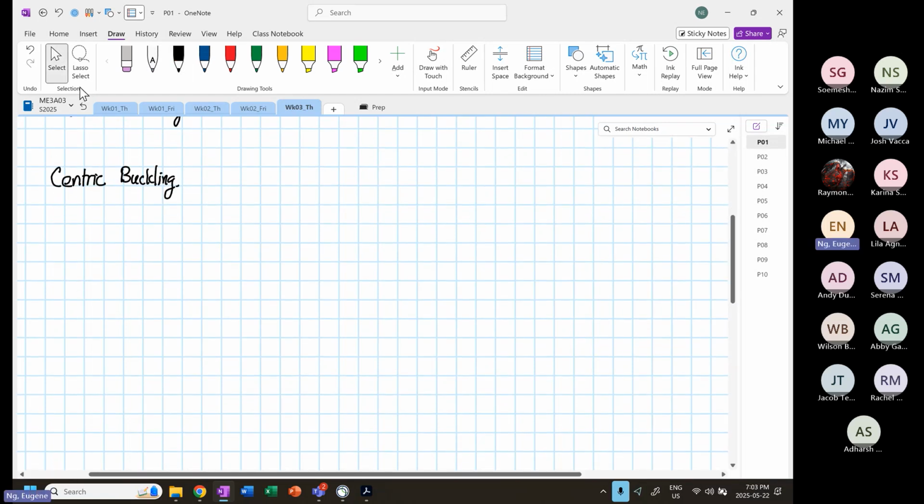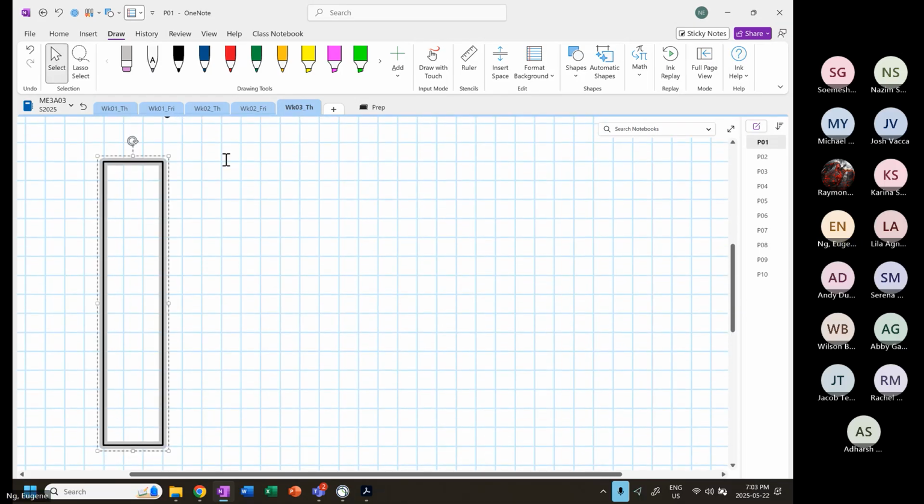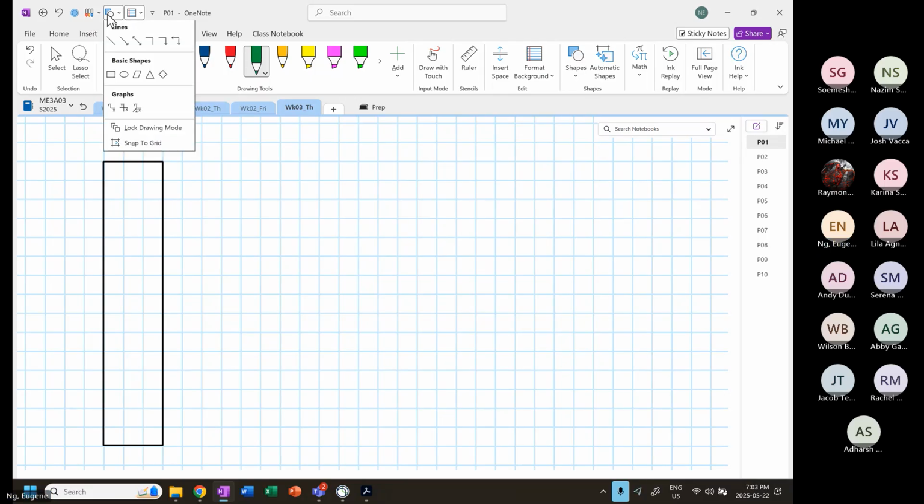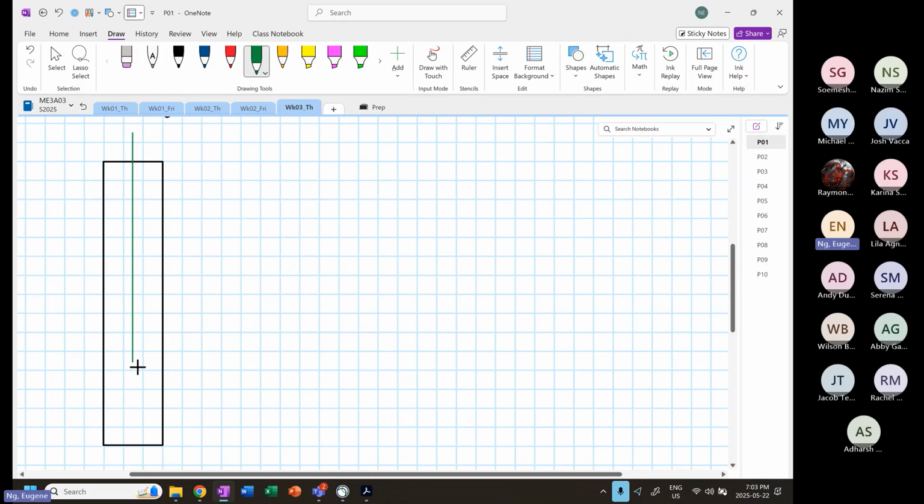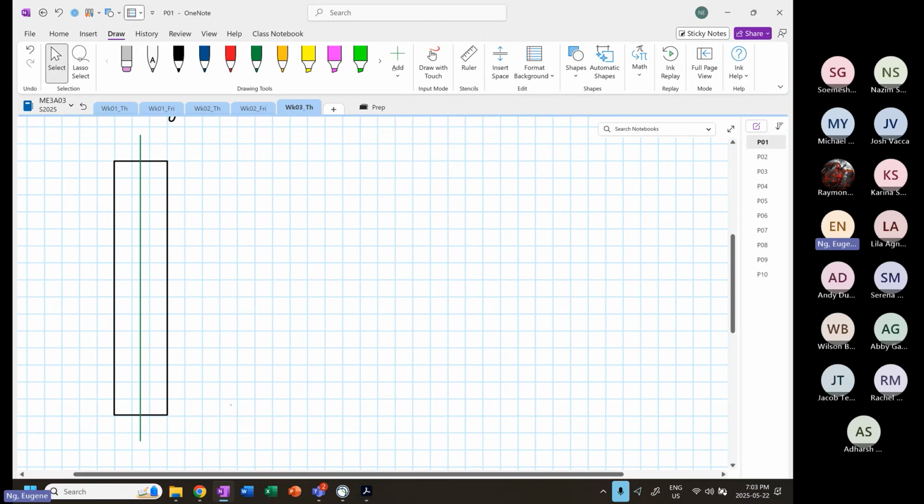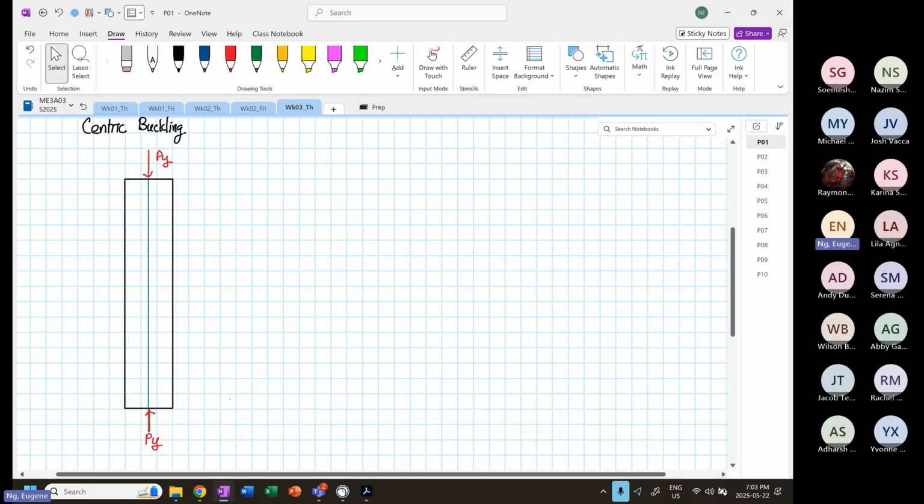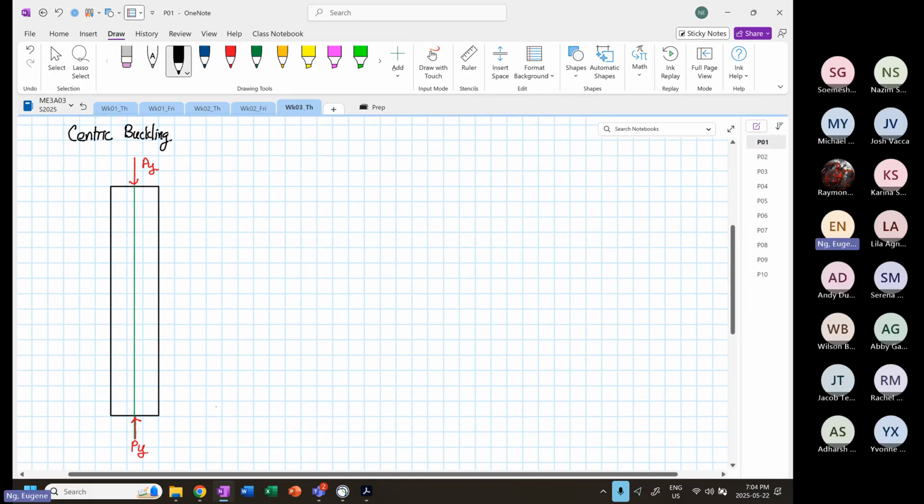So in centric buckling, if we have a slender bar and if we have our centroid, the load is applied on the centroid, applied in line with the centroid. So this is our P. Now, directly after that, we are going to draw a situation where we have eccentric buckling.